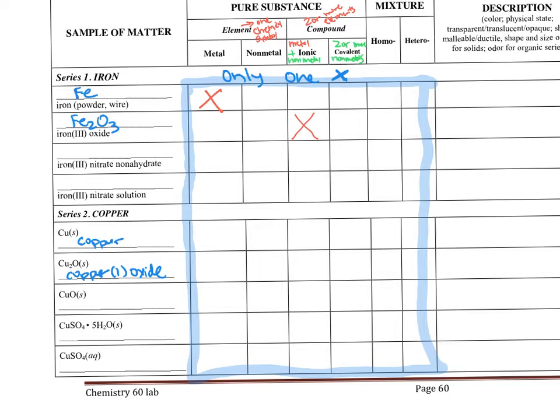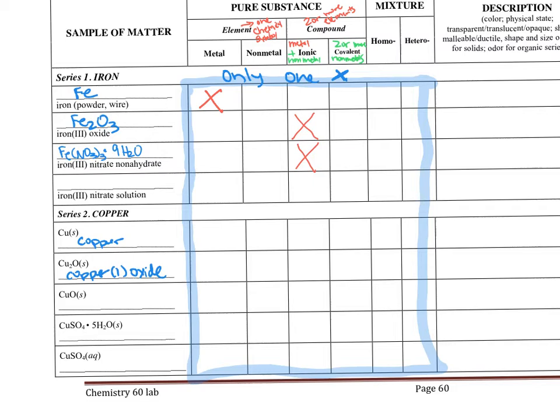Let's look at iron 3 nitrate nonahydrate. So that chemical formula, Fe(NO3)3, so it's a hydrate, nonahydrate, 9H2O. Okay. This is one chemical formula. For every one iron 3 nitrate, you've got 9 H2Os. That makes it a compound. So it's a compound, and I know that iron is a metal, and nitrogen, oxygen, and hydrogen are all nonmetals. So this is an ionic compound.